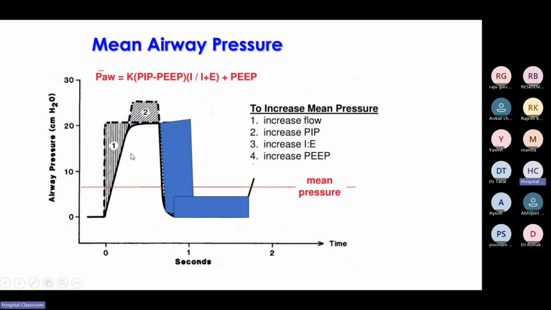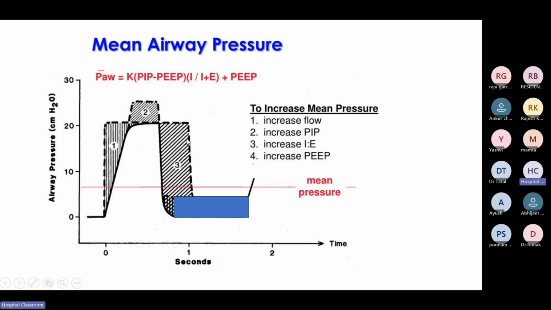Second is you can increase the peak inspiratory pressure. If you increase the peak inspiratory pressure, again the area under the curve will increase and you will increase the mean airway pressure being delivered. Third is you can increase the inspiratory to expiratory ratio, that is, you increase the inspiratory time.